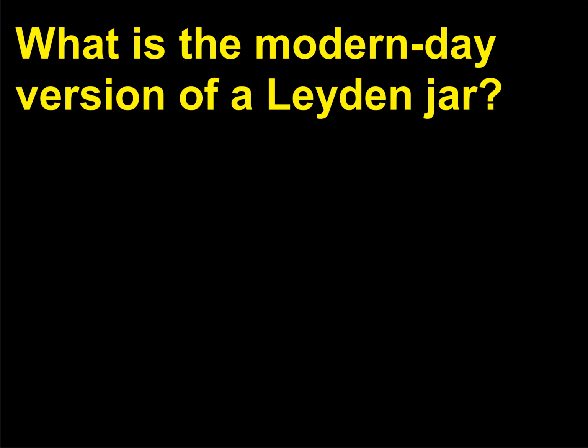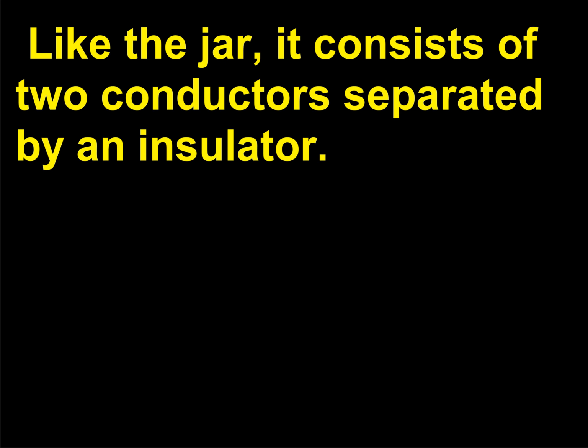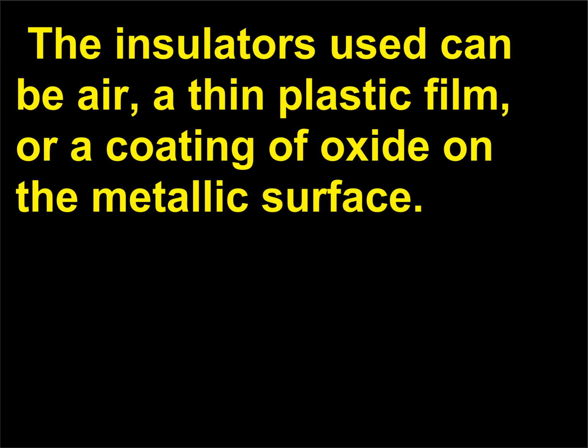What is the modern-day version of a Leyden jar? The capacitor is the modern version of the Leyden jar. Like the jar, it consists of two conductors separated by an insulator. The insulators used can be air, a thin plastic film, or a coating of oxide on the metallic surface.